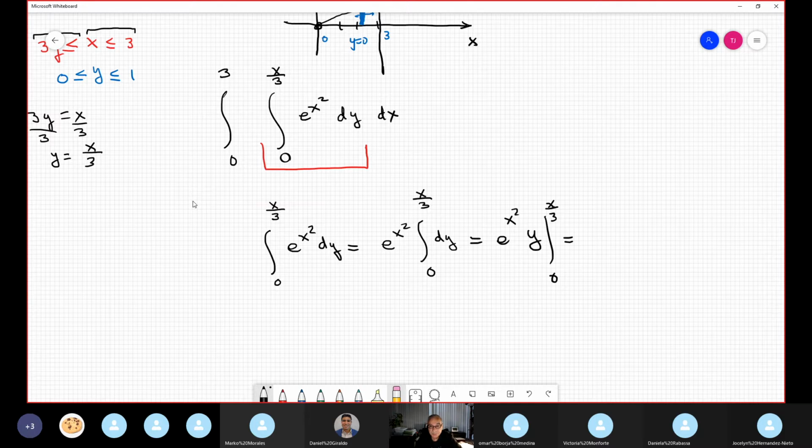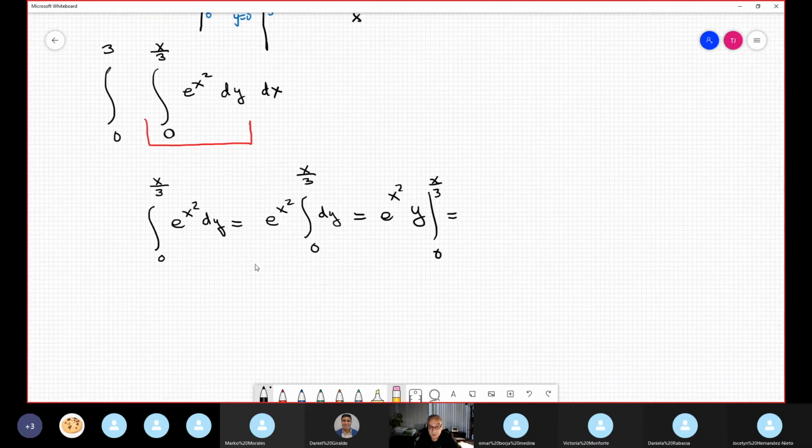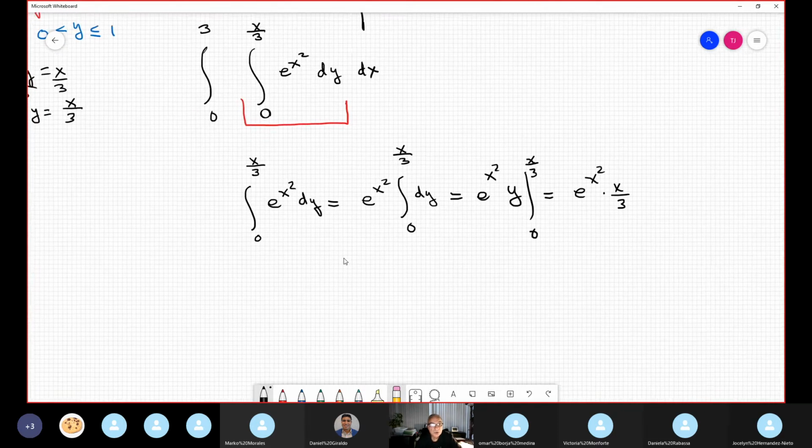I'm plugging in. Well, it's x over 3 plugging in, and 0 is 0. So 0 is not important, it's irrelevant. So far, we have e to the x squared times x over 3. Okay, this is the answer for the first integral. Moving on to the second one.